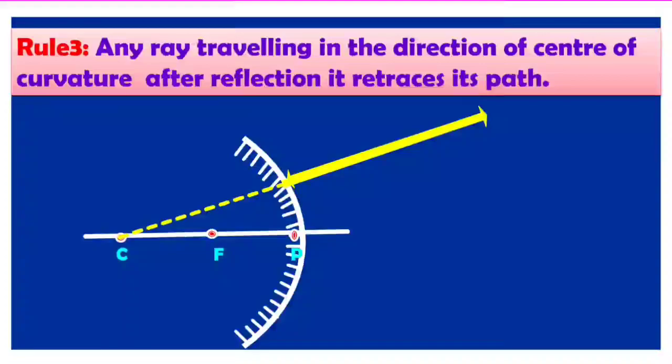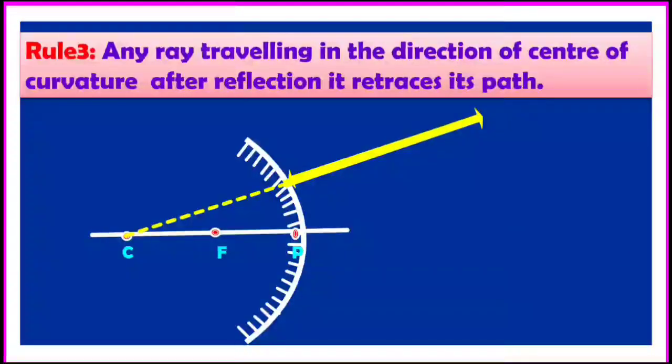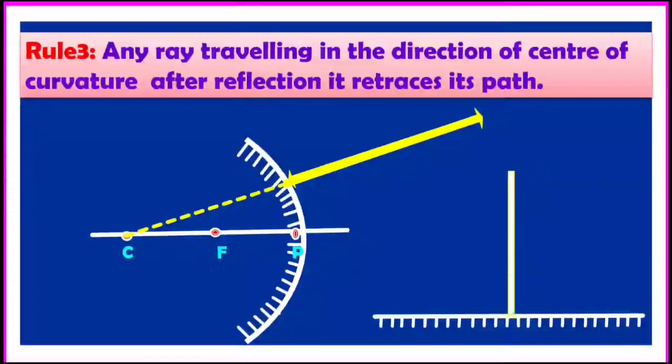Why does it retrace its path? Already we discussed, if you take a plane mirror, a ray which is incident in the direction of the normal, after reflection, retraces its path. Similarly, a ray which travels in the direction of the center of curvature is perpendicular to the spherical mirror, so after reflection it retraces its path.